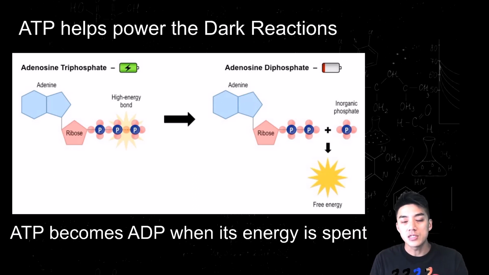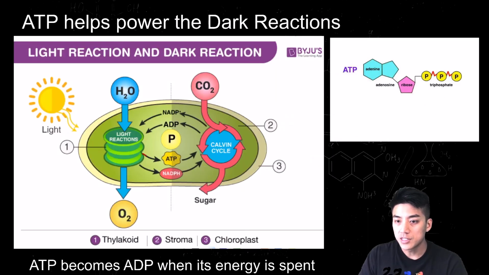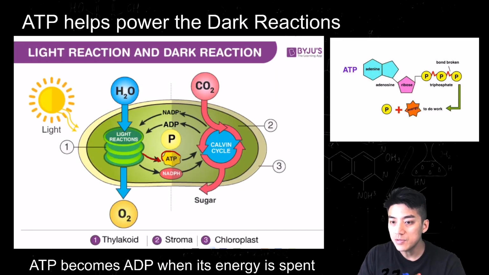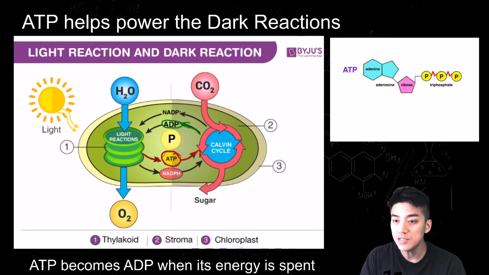Well, when the ATP gets used up, when its energy gets spent, it then becomes ADP, which stands for adenosine diphosphate, because one of the phosphate groups got ripped off. Now you have two phosphates, which is why it's called adenosine diphosphate. So let's just take one close look at this. You have ATP, which enters the Calvin cycle, and it helps change carbon dioxide into sugar, like how we discussed earlier. When the ATP gets spent, it becomes ADP, which then re-enters the light reactions. It gets rephosphorylated, it becomes ATP again, and the cycle continues.